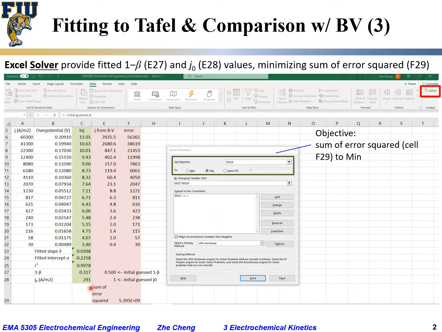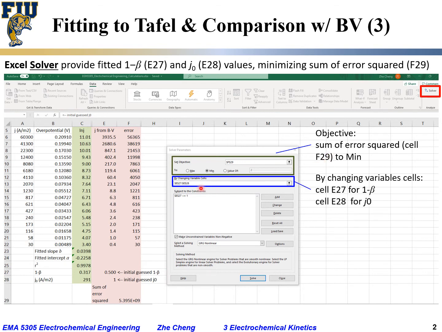So our objective when we do this fitting, as we explained earlier, would be for the sum of error squared, which we call cell F29, which is the sum of error squared for all these error values you square and add them up. For this term F29 to be minimized, to reach minimum. So that would be the overall objective. When we do this fitting, we try to make this cell to be minimum. So whatever we do to the parameters, we have to try to make this the smallest.